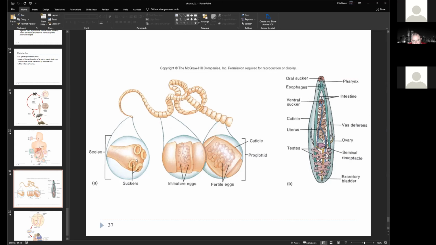And the scolex here is what keeps this growing tapeworm inside your body. It's what prevents you from passing it. And so some of these can be meters or multiple meters in length.